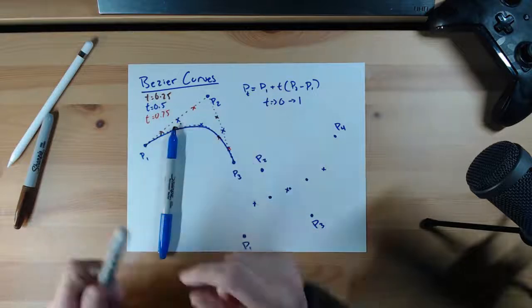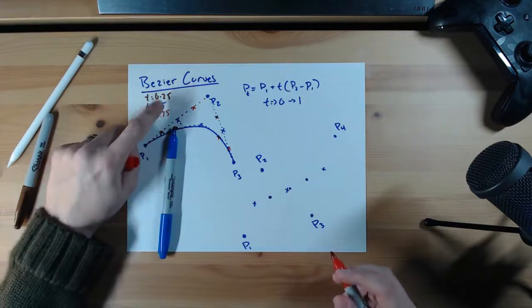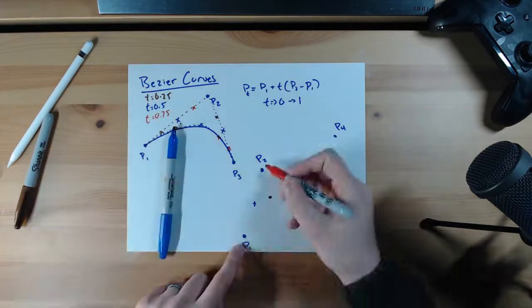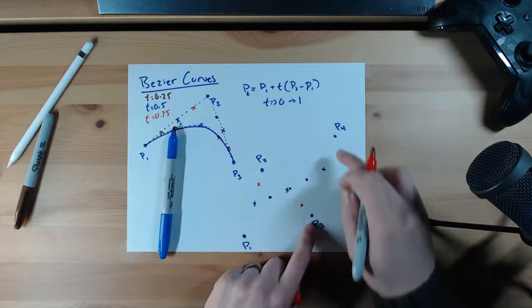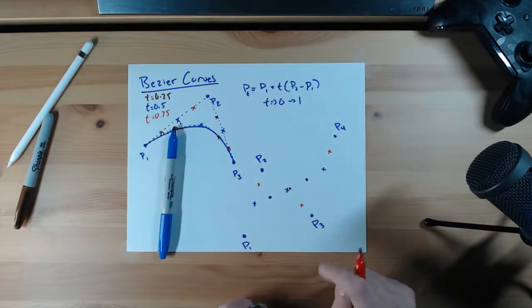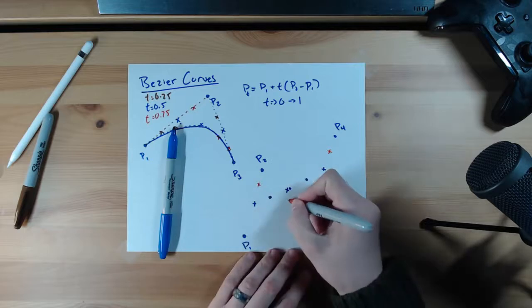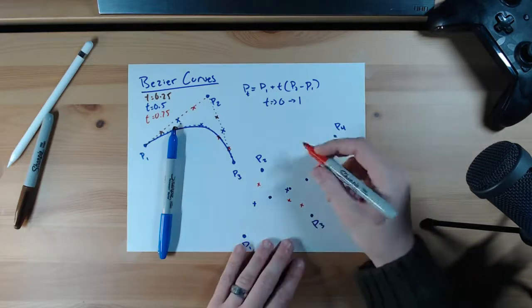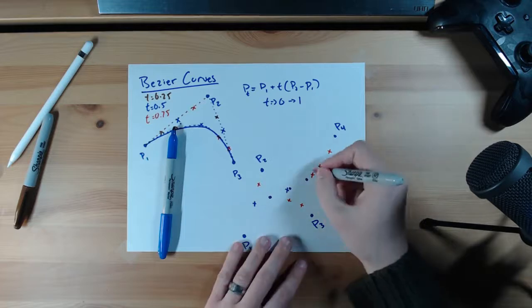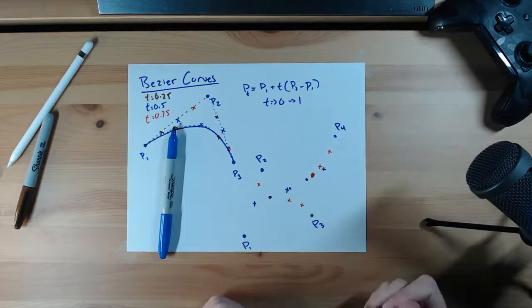Let's do the same thing with t equal to 0.75. 0.75 between 1 and 2 is roughly here, 2 and 3 roughly here, 3 and 4 roughly here. Between these two, it's roughly right here. Between these two, it's roughly right here, and then 0.75 between these two ends up being somewhere around right here, right? So there's our final position in red.